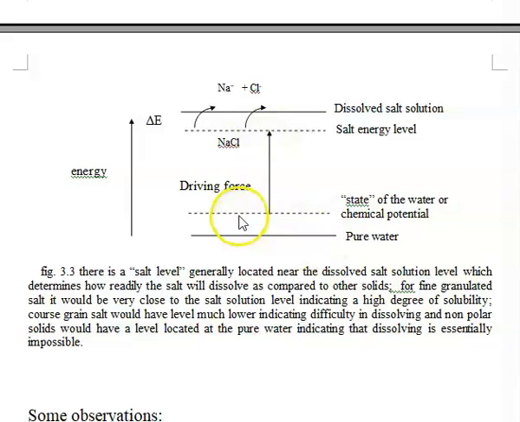And you can see as we dissolve more and more salt, this level goes up and up, and eventually the driving force goes to zero, and it becomes very difficult indeed to dissolve salt. The chemical potential moves. It moves up and down as a function of the amount of dissolved salt and the temperature.